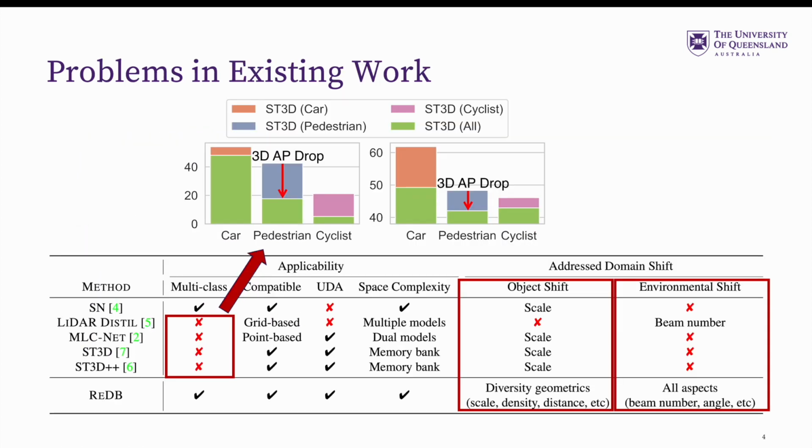Although existing works have attempted to tackle domain shifts in 3D scenes, they often overlook three crucial aspects. First, they focus on adapting one model for one class and fail to adapt multiple classes simultaneously. Second, they primarily address scale-related object shifts only, ignoring other shifts such as object point density. Lastly, environmental shifts are ignored in most existing methods. These three shortcomings have motivated us to seek solutions for each of them.